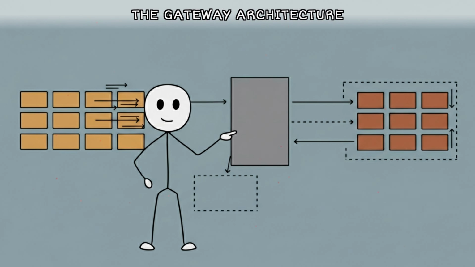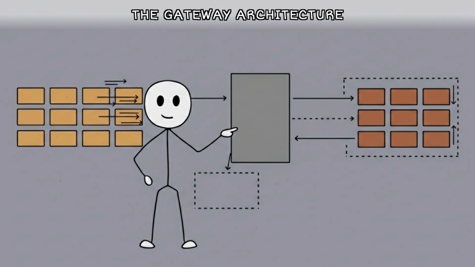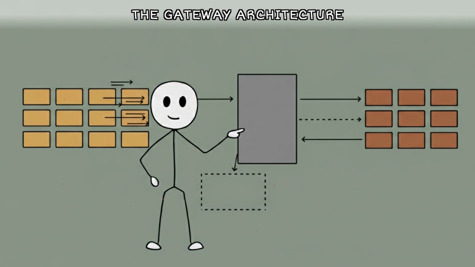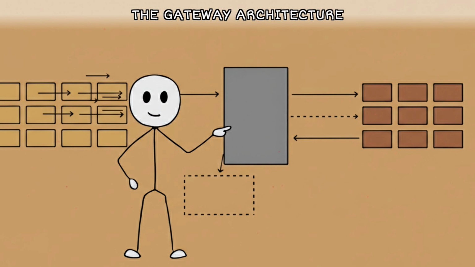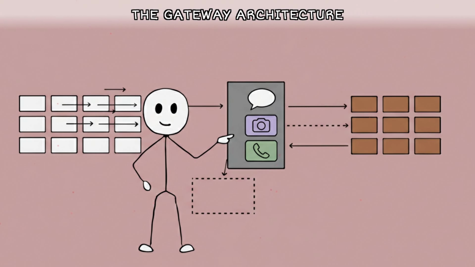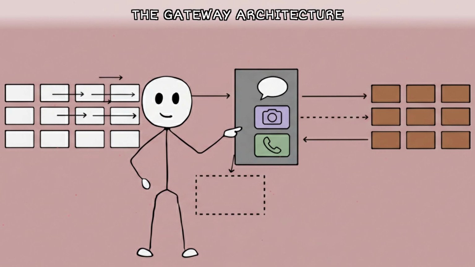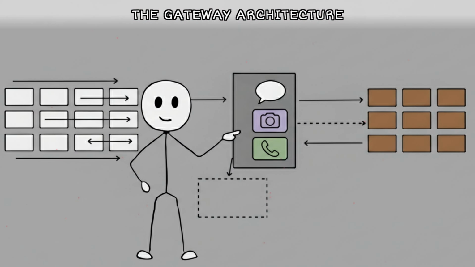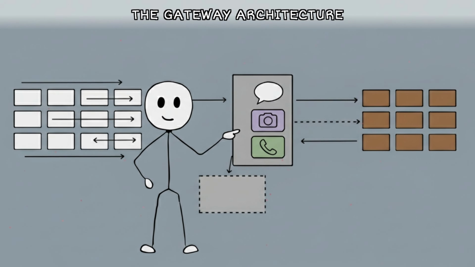When you message OpenClaw on WhatsApp, that message goes to the gateway. The gateway processes it, sends it to your AI model, gets the response, and routes it back to WhatsApp. Same thing happens when you message from Telegram, Discord, or any other platform. One gateway handles all your channels.